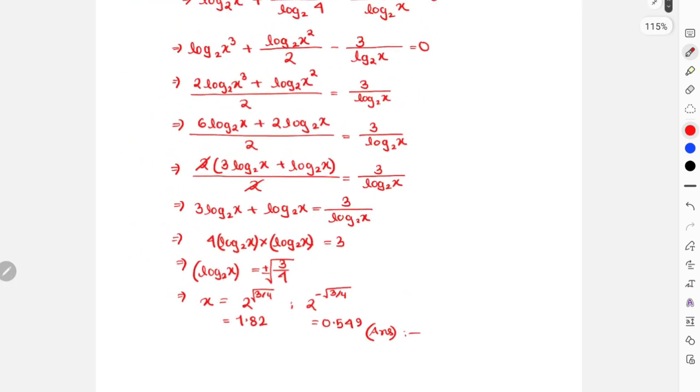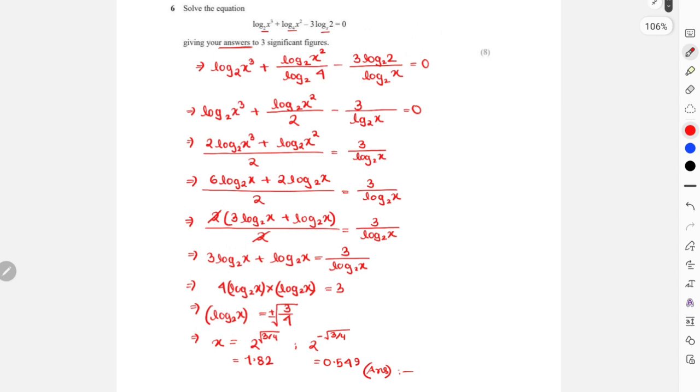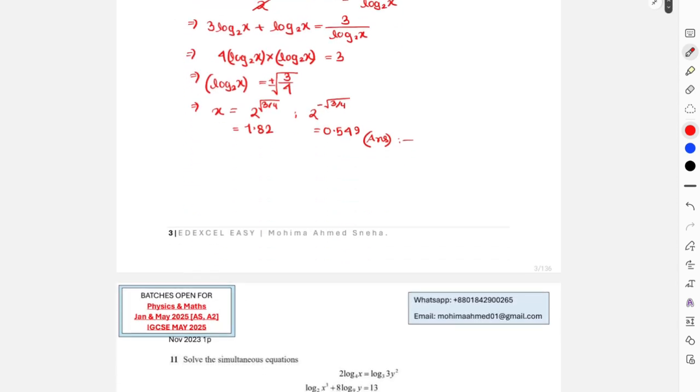So again, if I zoom out, this is the solution. This is how the solution would look. I hope this was clear for all of you. Then we'll move on to the next question.